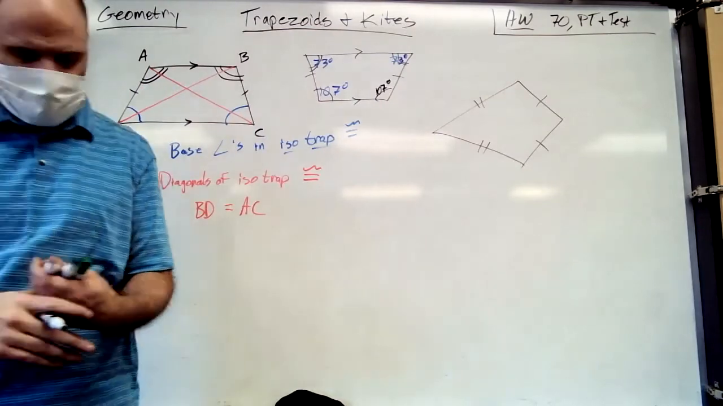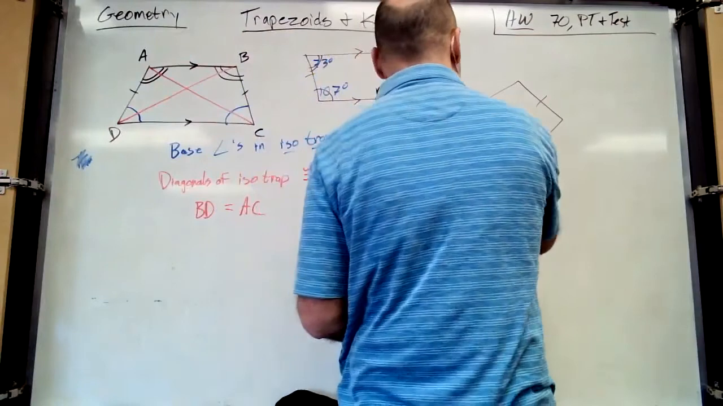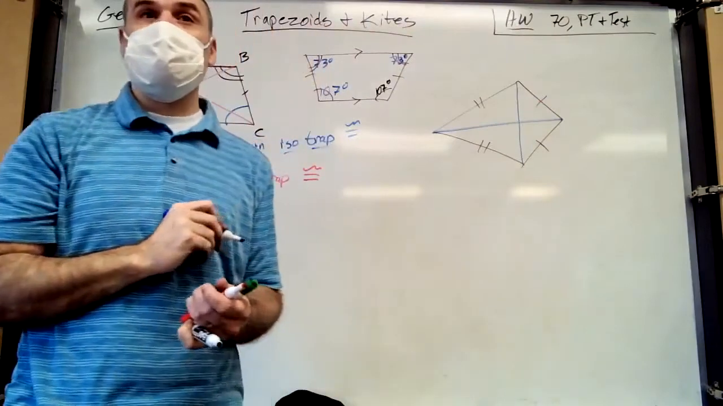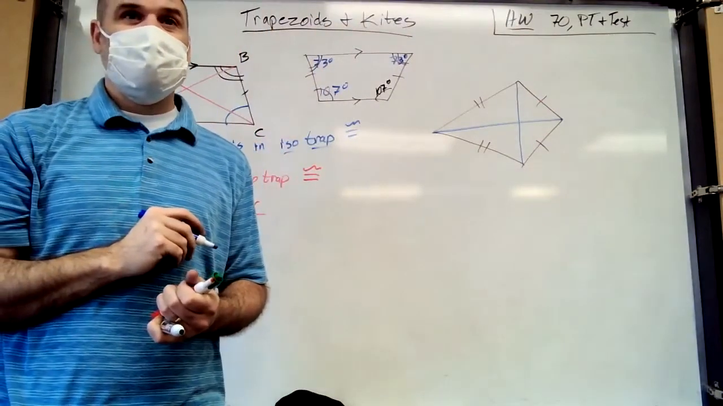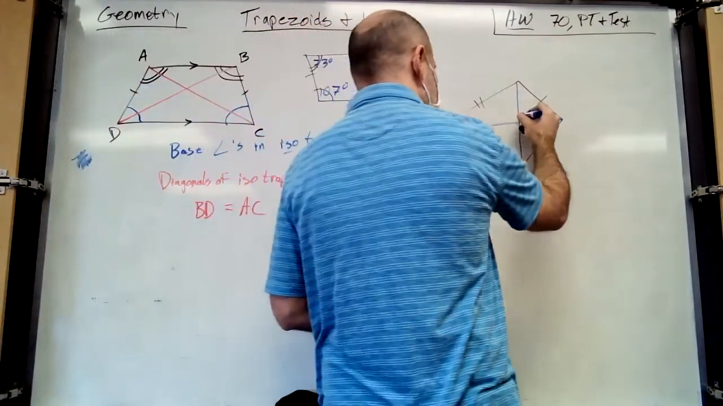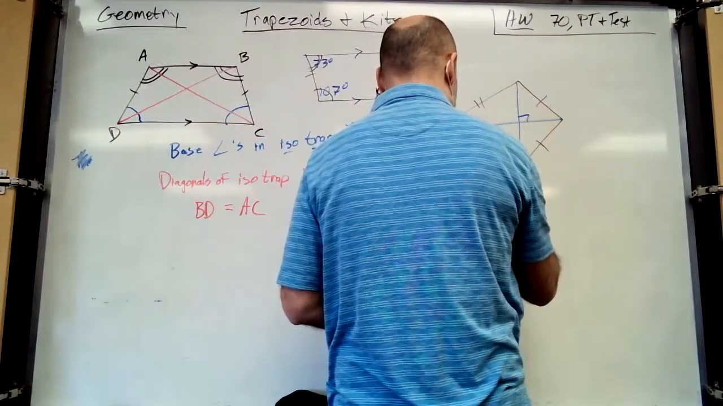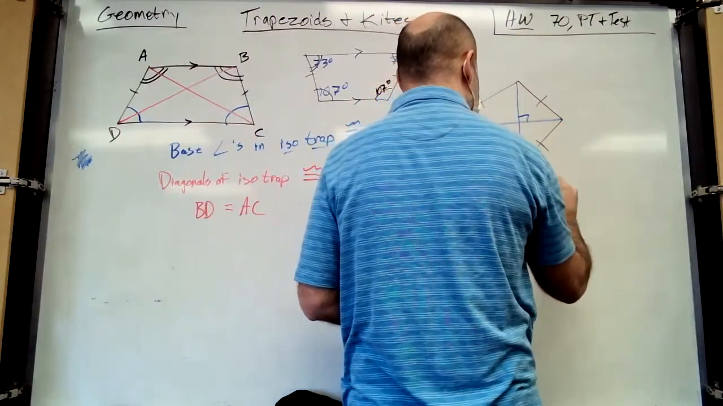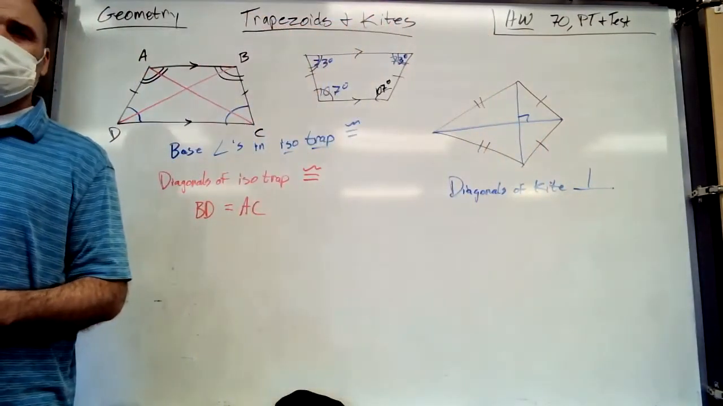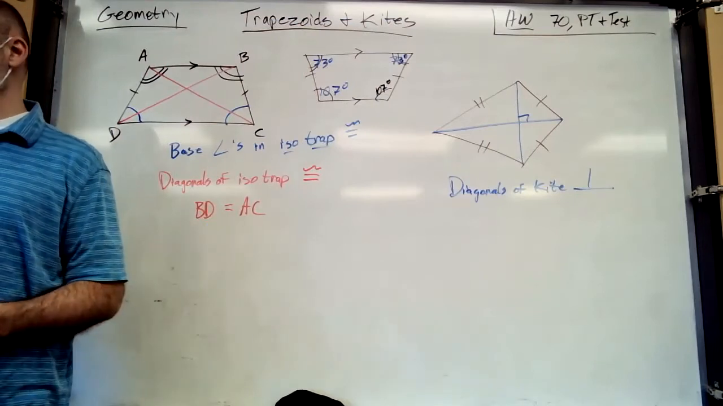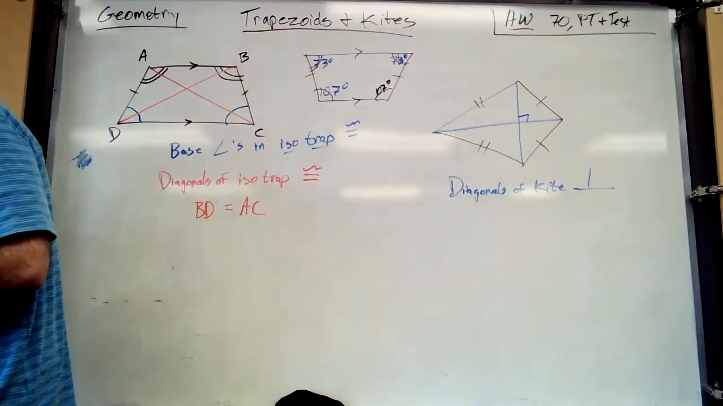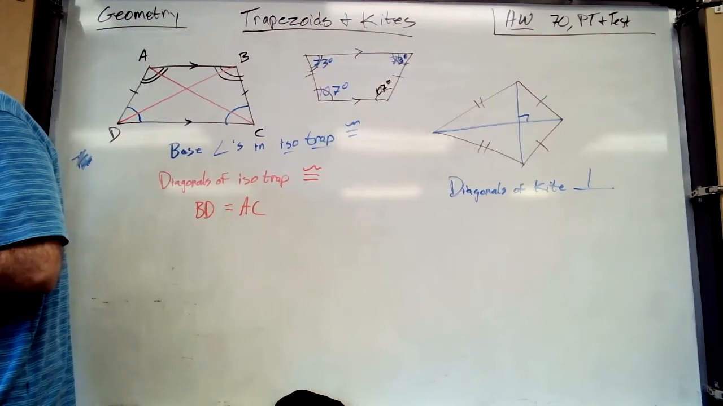All right, so the diagonals of a kite. Here's property number one. The diagonals of a kite are what? What can we say about the diagonals of a kite? I forgot the name. Perpendicular. Perpendicular, good job. So diagonals of a kite are perpendicular. Okay? And again, they look perpendicular. They look like they form a 90-degree angle. Okay?